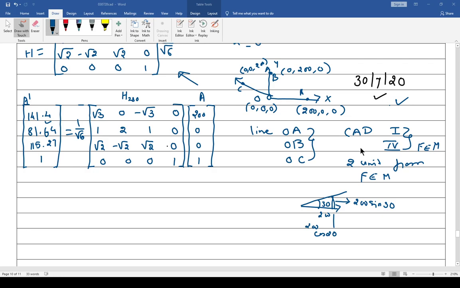Then I will require sqrt 2 by 6, comma minus sqrt 2 by 6, comma sqrt 2 by 6, comma 0. Okay, and then I can put comma 0, comma 0, comma 0, comma 1. So in this way my H matrix is created. Okay, so I can just verify it. So this is what the matrix has been created.